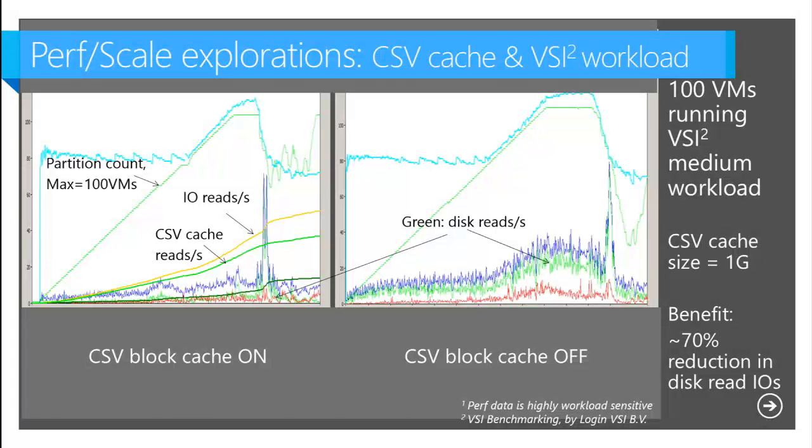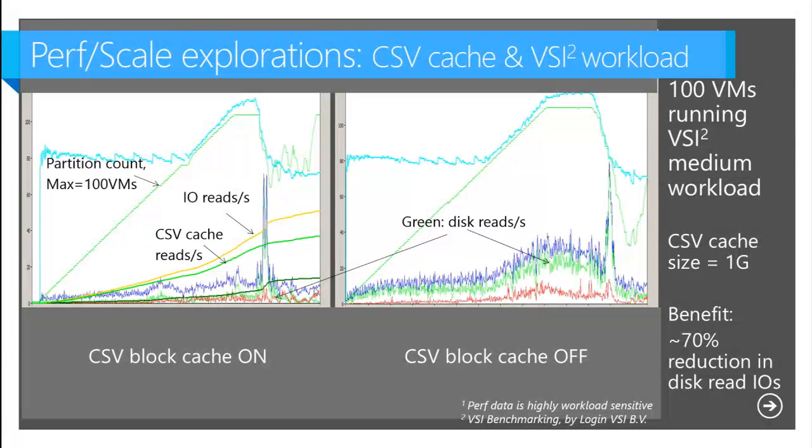Here's a similar example, 100 VMs running the VSI medium workload. The one on the left has CSV cache enabled, and the one on the right doesn't. In the green line and the blue line, you see that indeed when the CSV cache is not enabled, the load on the storage is higher. And when it is enabled, the storage load is a lot lower.